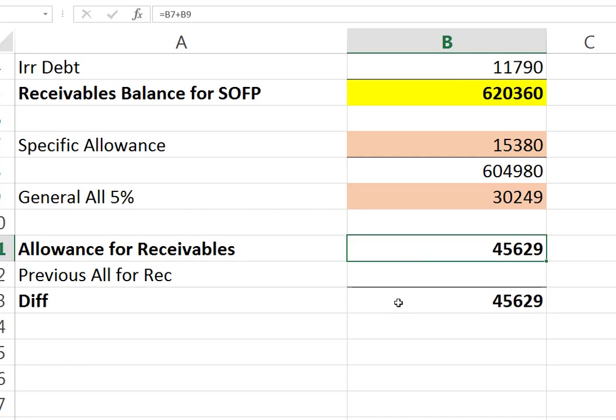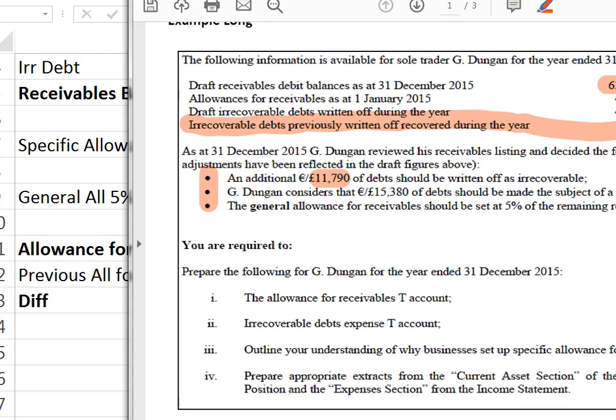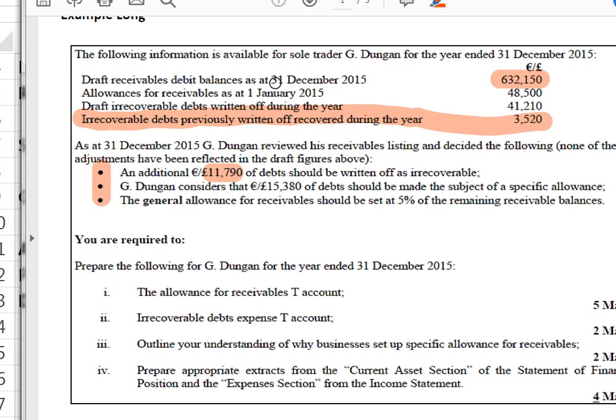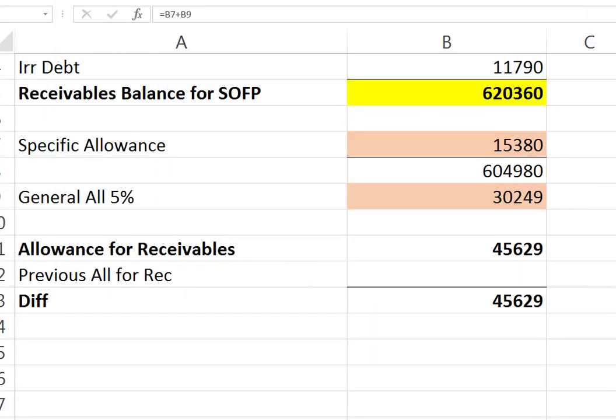If that's the case, then I want to know what is the difference between that allowance for receivables and the allowance for receivables that I started off with. The figure that I started off at the beginning of the year is this figure here, 48500. That was my allowance for receivables from the previous year, and the difference between the two is 2871.